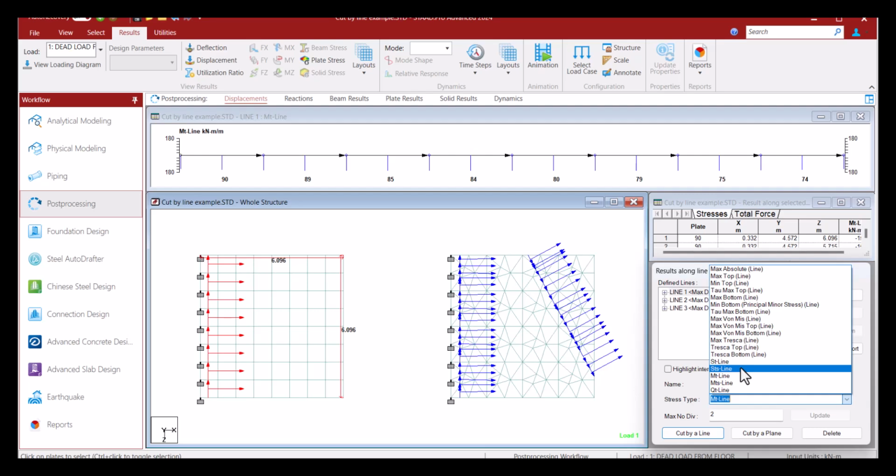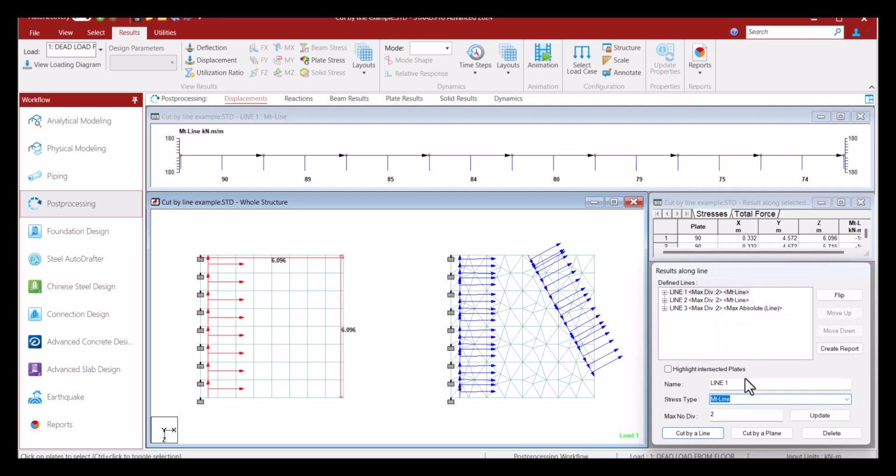Let me explain with some illustration, which might make things easier. So let's check this one. Okay, MT. So what is MT? MT is a fictitious line and this is the moment. And if I click on this, this is the number of divisions. You just keep a watch on this one.